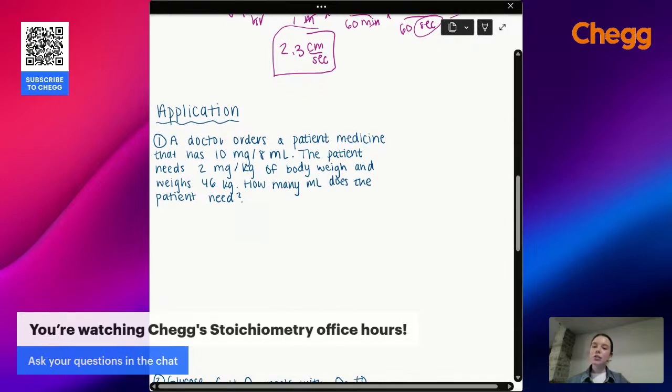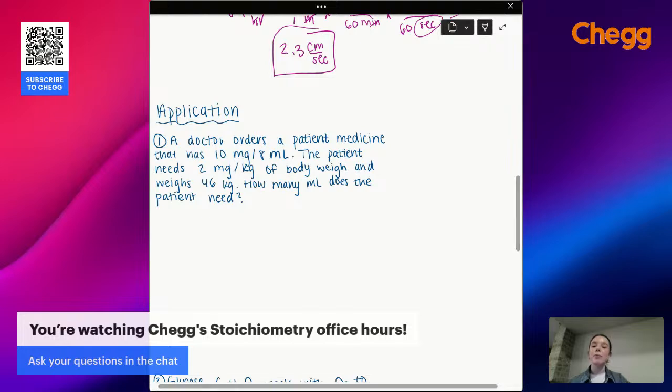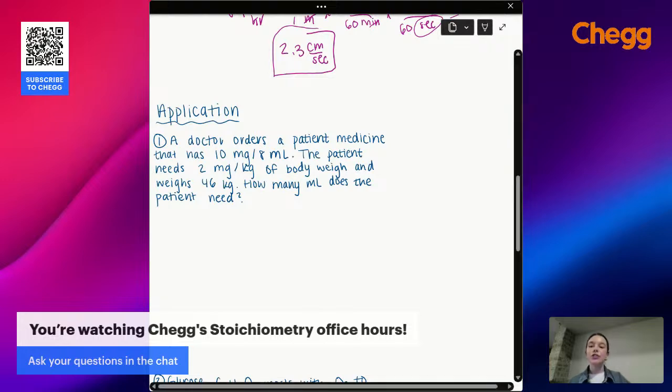So the question is, a doctor orders a patient medicine that has 10 milligrams per 8 milliliters. The patient needs 2 milligrams per kilogram of body weight and weighs 46 kilograms. How many milliliters does the patient need?